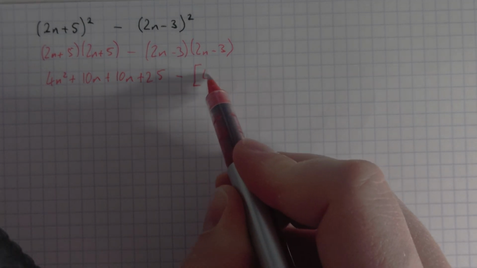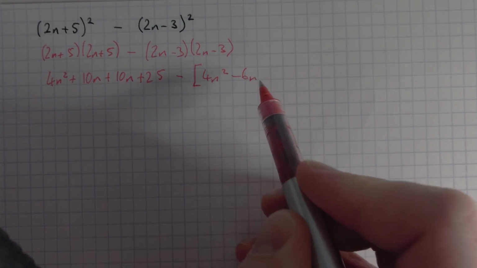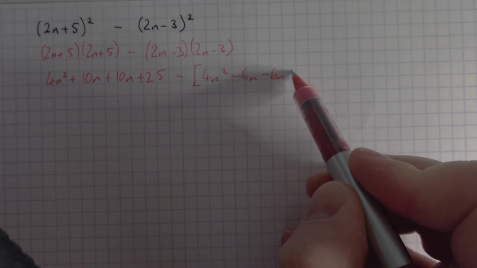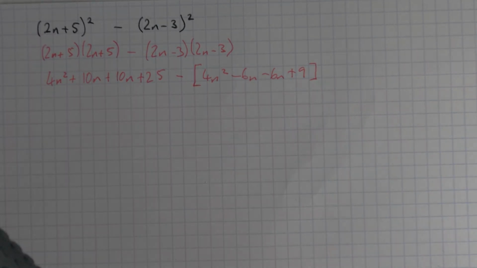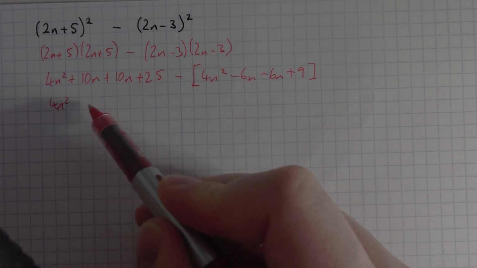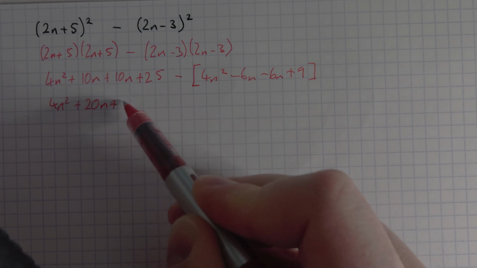2n times 2n is 4n squared. 2n times minus 3 is minus 6n. That's another minus 6n. And minus 3 times minus 3 is positive 9. Let's collect like terms first of all. So this is 4n squared, 10n plus 10n is 20n, plus 25.